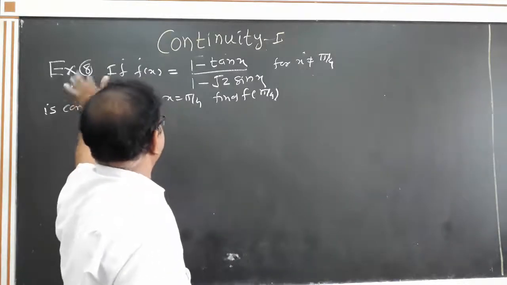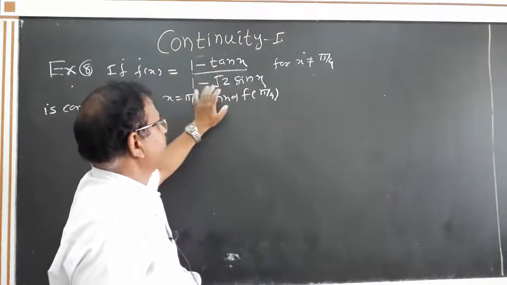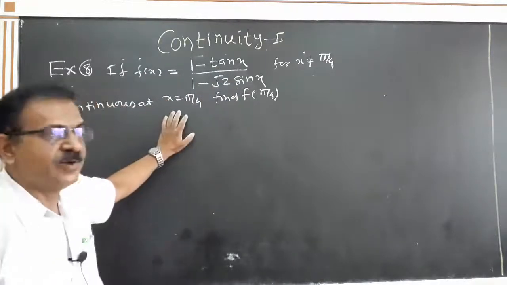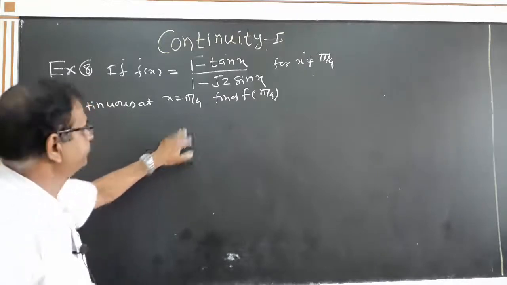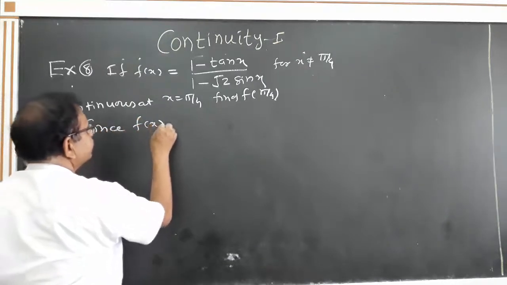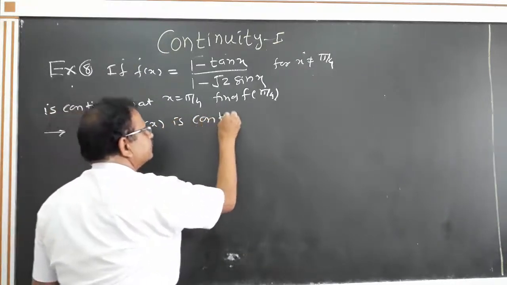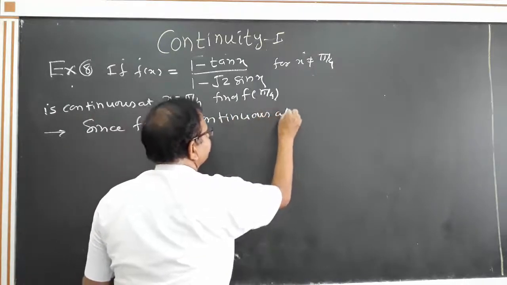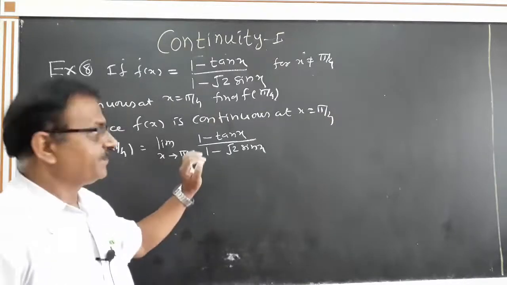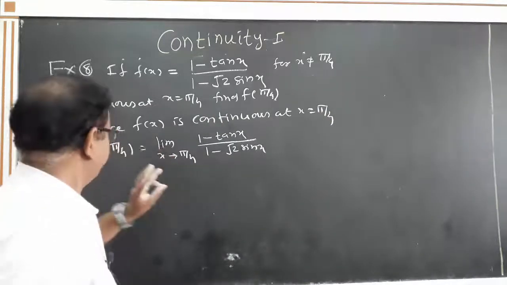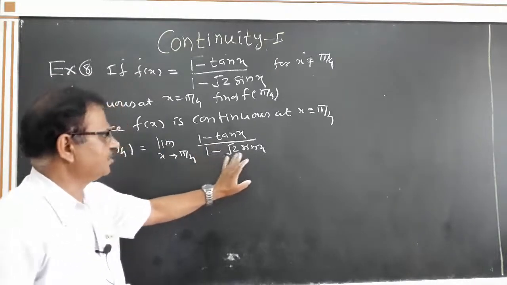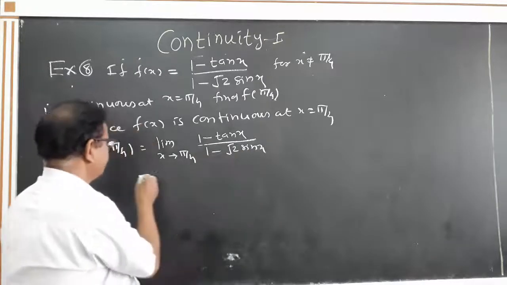Our today's last problem is: if fx equal to 1 minus tan x divided by 1 minus root 2 sin x for x not equal to pi by 4, and this is continuous at x equal to pi by 4, we have to find f of pi by 4. Since fx is continuous at x equal to pi by 4, we have f of pi by 4 equal to limit x tends to pi by 4 of 1 minus tan x divided by 1 minus root 2 sin x. Again there is a root sign, therefore we shall make an arrangement.